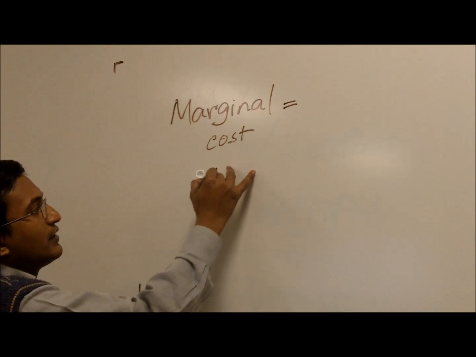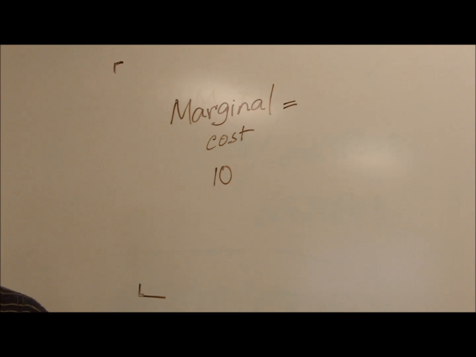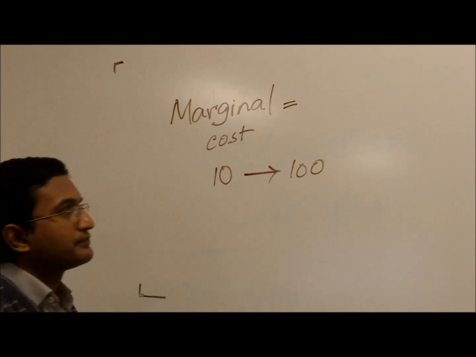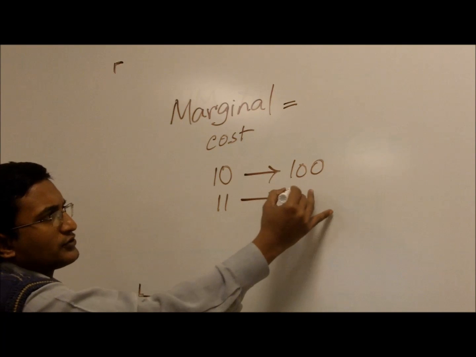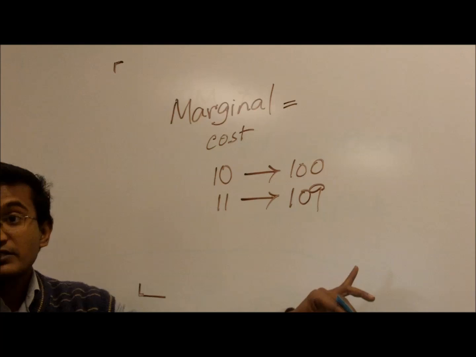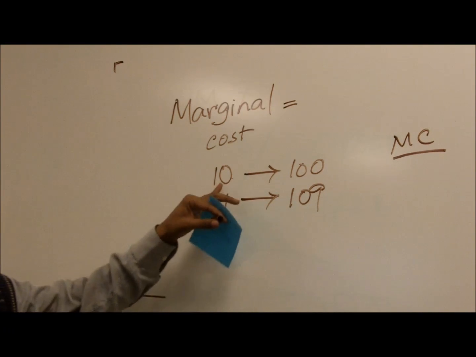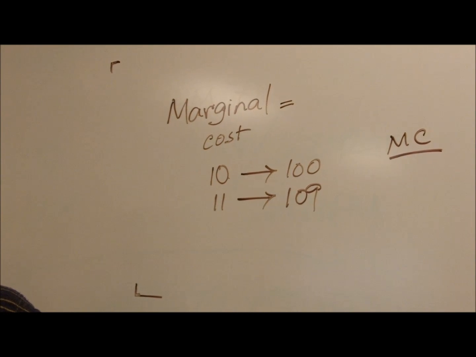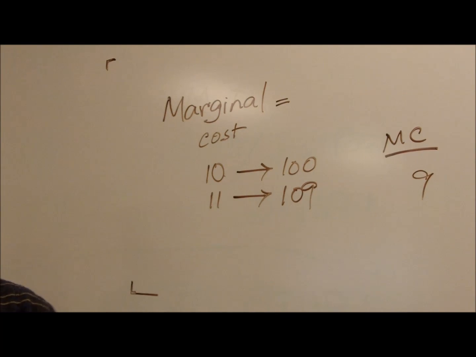So you have 10 units of pen, this marker, and it costs you $100. The 11th unit costs you a total of $109. So what would be the marginal cost? Marginal cost would be, to produce the 11th unit of this pen, you require $9. So this is the marginal cost.